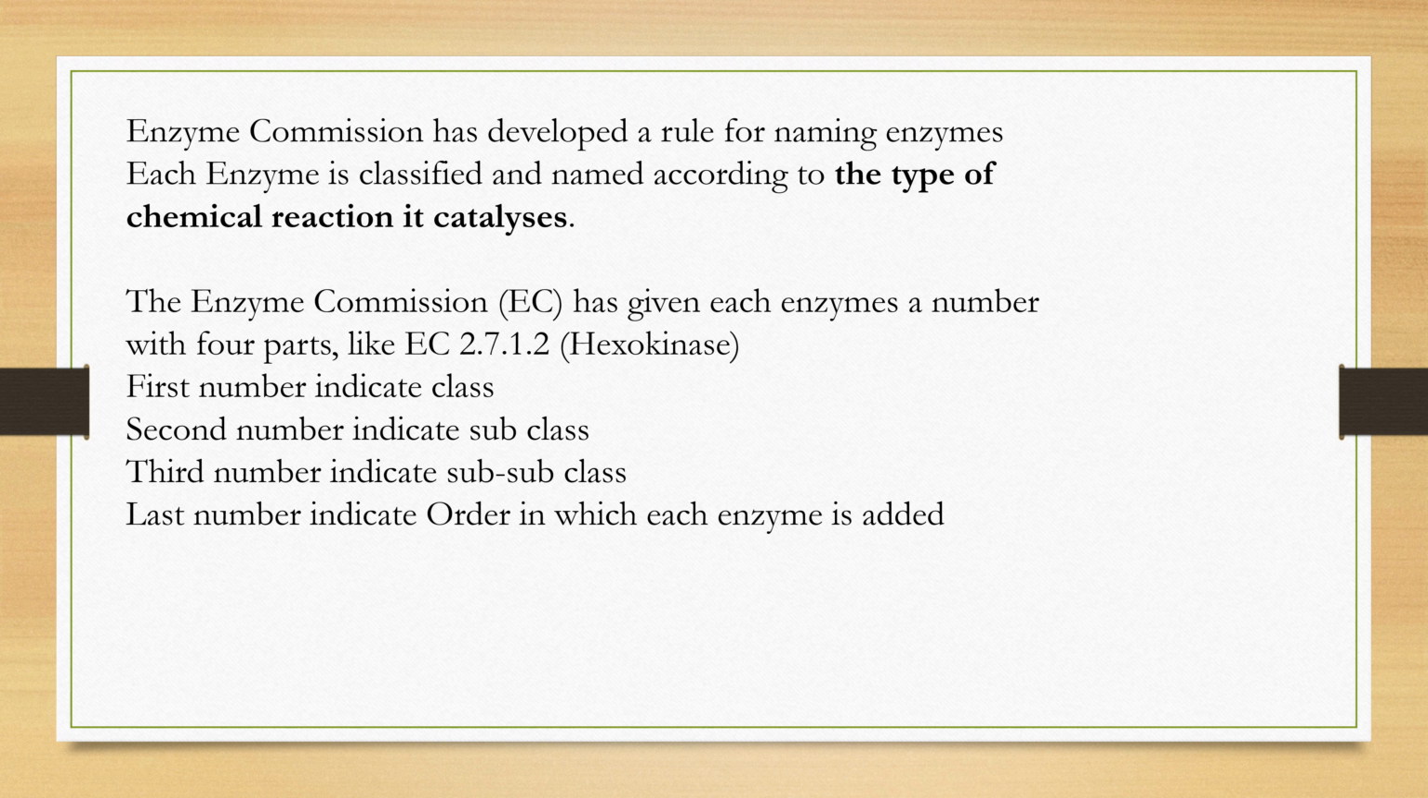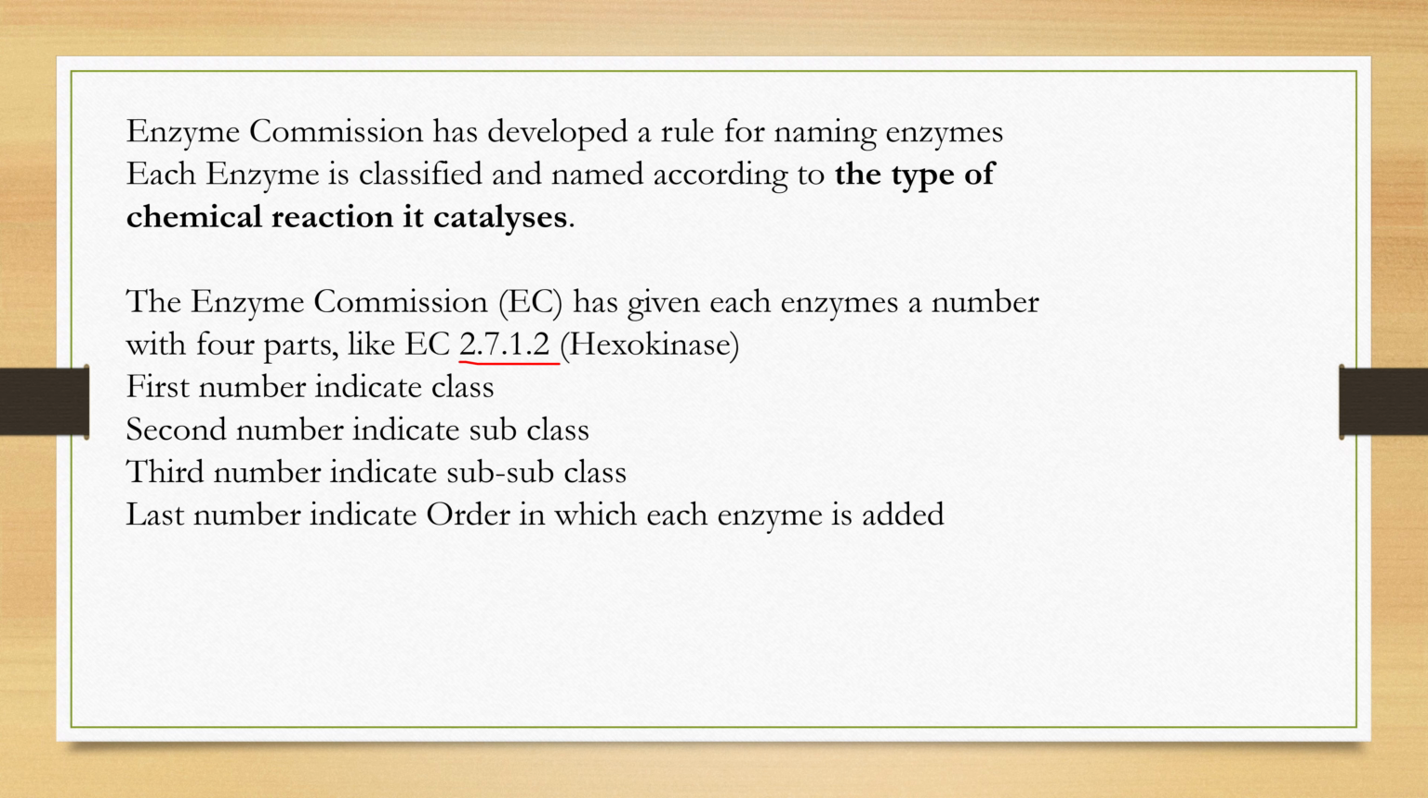Now each enzyme has been given a unique number, which is called the EC number. For example, the number for hexokinase is 2.7.1.2.